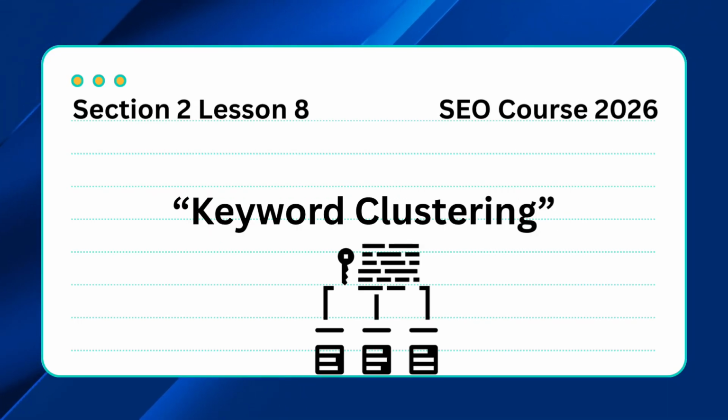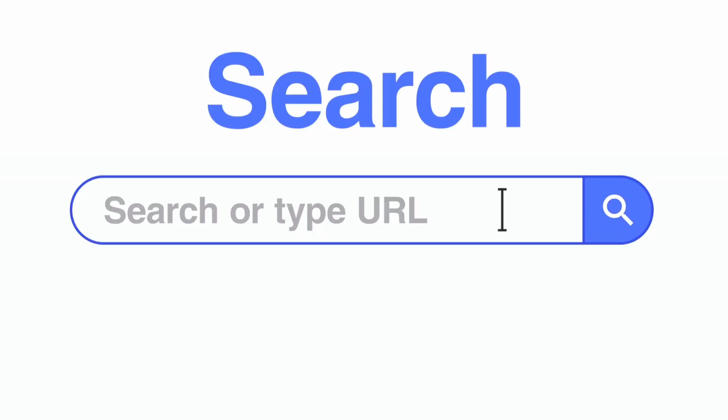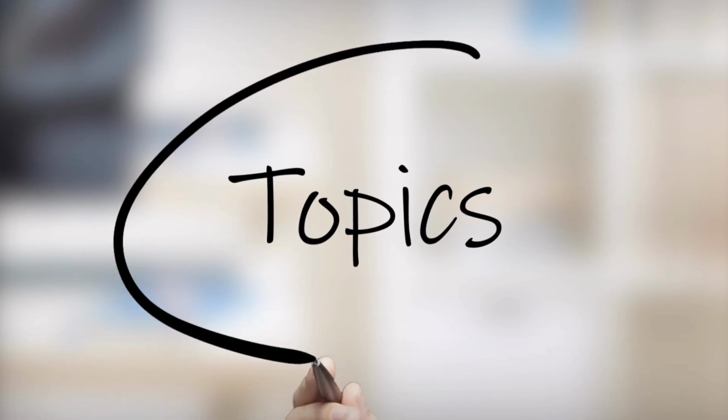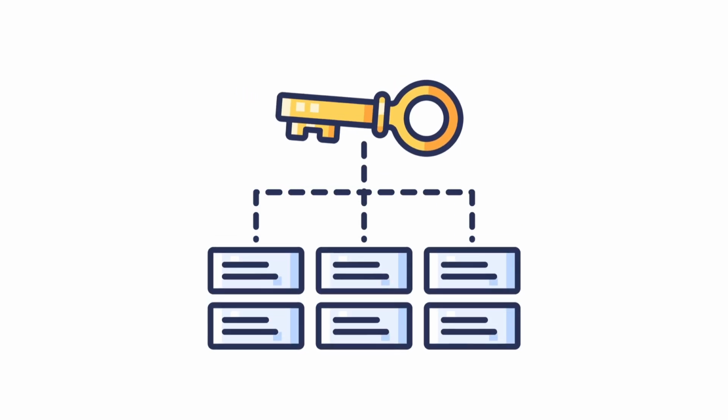In this lesson, we're going to talk about a powerful SEO strategy called keyword clustering. Most beginners make a simple mistake in SEO. They try to create one separate page for every keyword. But modern SEO doesn't work like that anymore. Search engines like Google are now smart enough to understand topics, not just individual keywords. And that's exactly where keyword clustering becomes important.